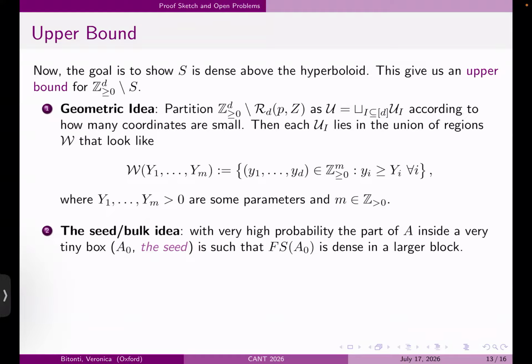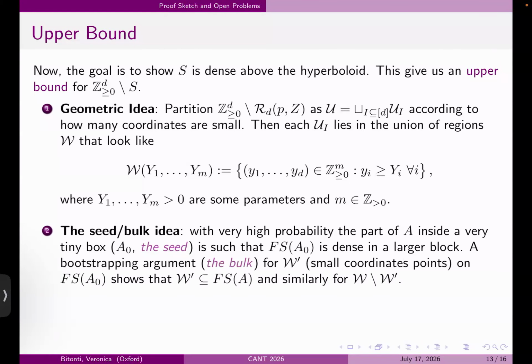And we were able then to see how the finite sums generated by A naught lie in a somewhat dense larger block. And then knowing this, we are able to do this bootstrapping argument, which is this bulk argument, that allows us to then say how basically all that is left is also lying in the finite sums of A. So in particular, how do we do that? We do, yet again, a sort of splitting argument by first looking at these W's and splitting them among those that have small coordinate points and those that have even larger coordinate points.